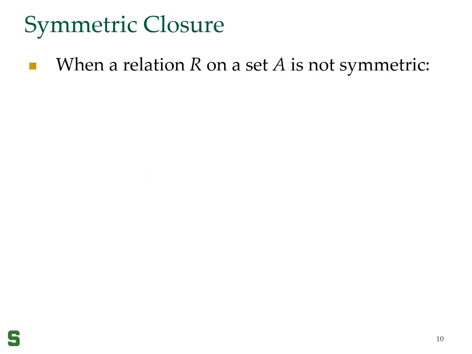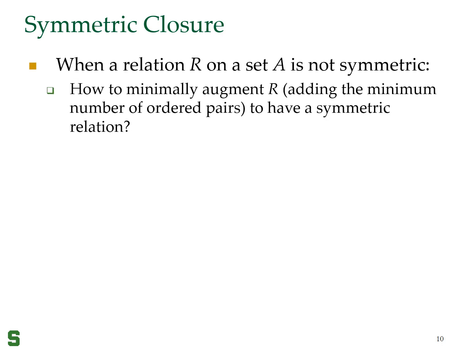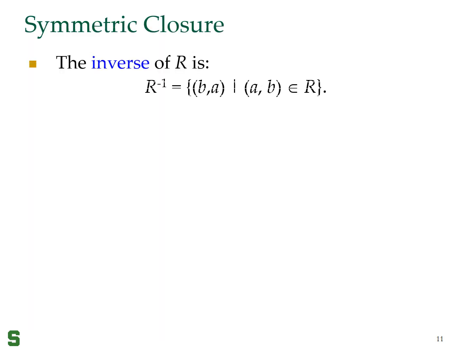So if a relation R is not symmetric, then if we want to augment it with the minimum number of pairs, that's what is going to give us the symmetric closure of R. Now, the way we can compute symmetric closure is fairly straightforward. We can look at the inverse of the relation, which is: if the pair AB is in relation R, BA is in the inverse of R.